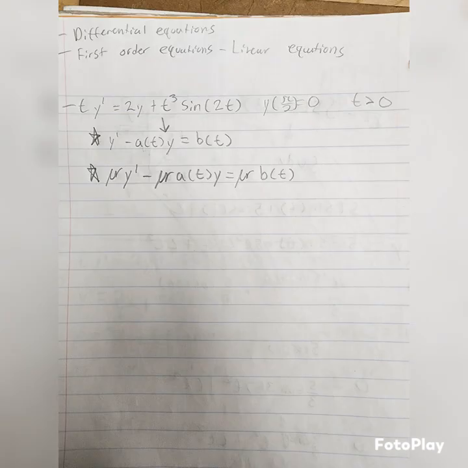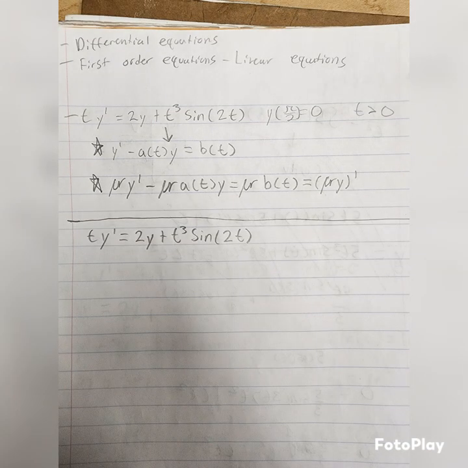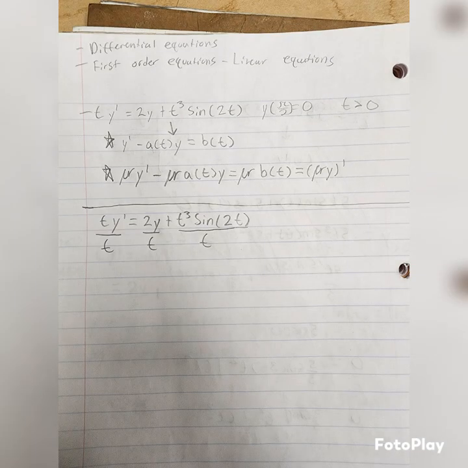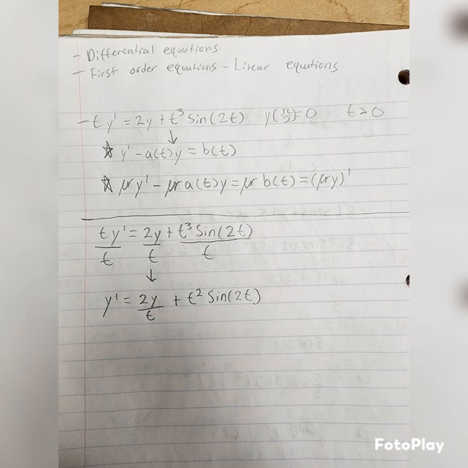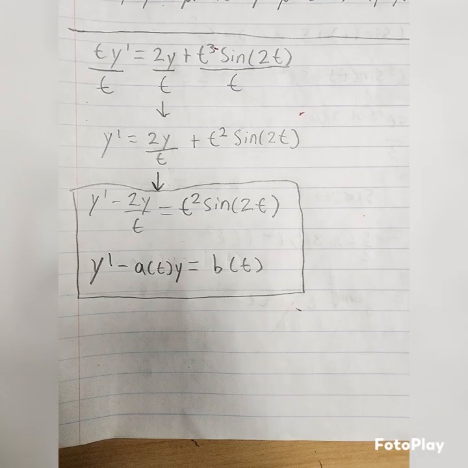Another formula that we're going to use is this, but we won't get into it till later. So just take note of it for now. Okay, so the first thing we want to do to our problem is divide everything by t so we can get y prime alone. From here, our problem is already looking really similar to our formula. The only thing we need to do is move 2y over t to the other side. So this is perfect. Our problem is just like the formula that we talked about in the beginning.